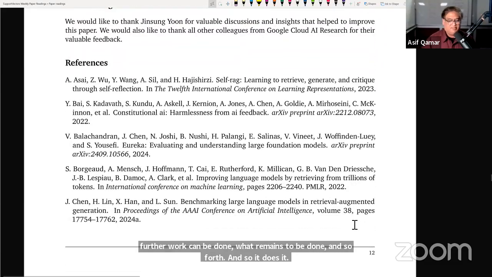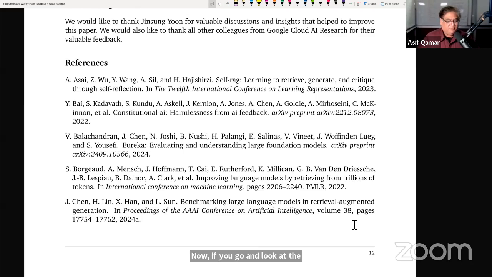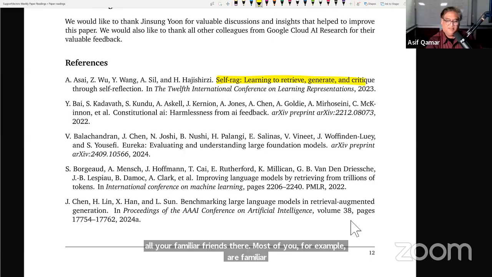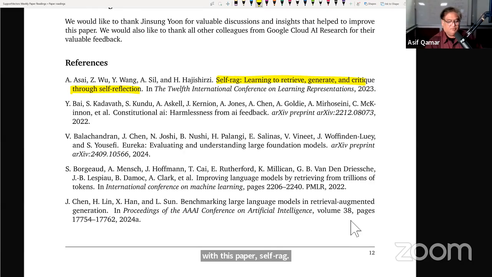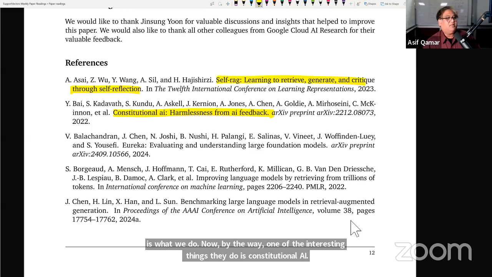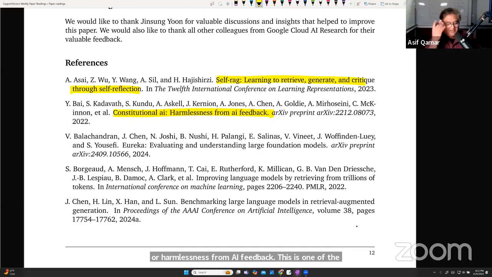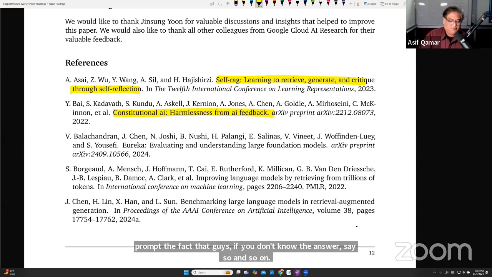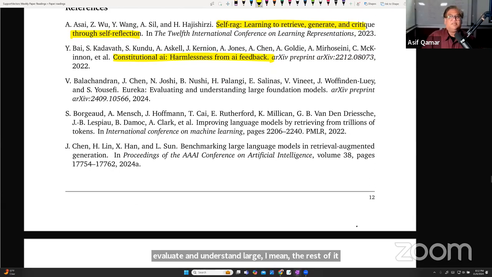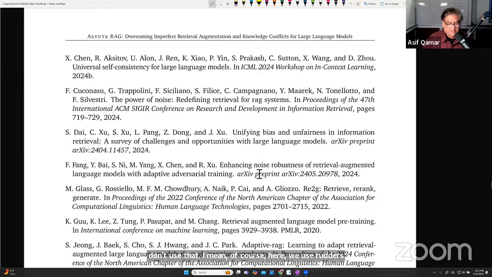Now, if you go and look at the references, you will find all your familiar friends there. Most of you, for example, are familiar with this paper, Self-RAG, through self-reflection. This is what we do. By the way, one of the interesting things they cite is Constitutional AI, harmlessness from AI feedback. This is one of the important things. What do you mean? You put in your prompt that, guys, if you don't know the answer, say so, and so on and so on. Be correct. Then there's evaluating and understanding large models. I mean, the rest of it is benchmarking. By the way, this paper uses a benchmark called RGB or something like that. We don't use that. Of course, here we use RAGAS, I think, internally, and so on and so forth.